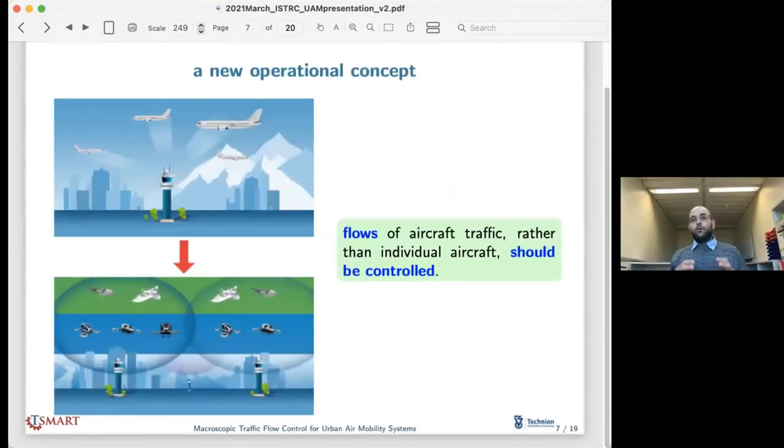But here, what I wanted to emphasize as the main concept that I'm trying to push in this area is that we should not look at aircraft or drones as individual entities. We should look at them as flows of aircraft traffic, and they should be controlled.